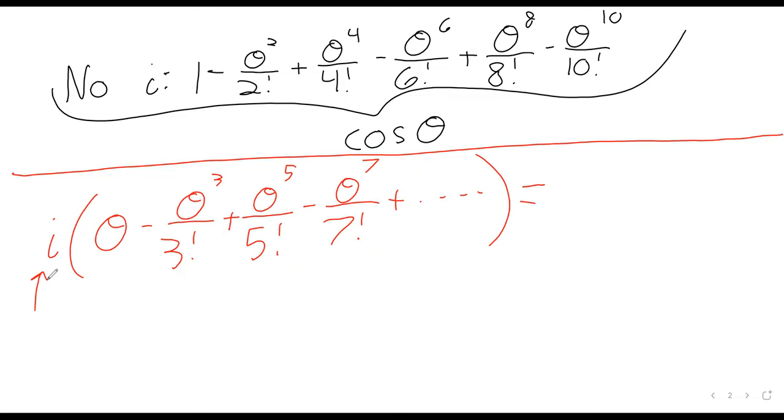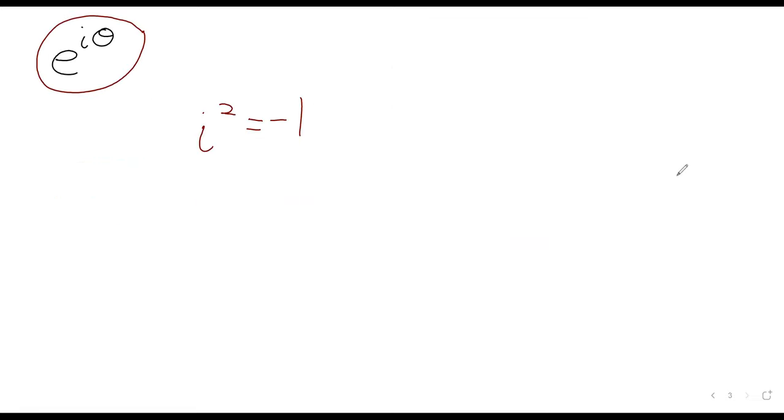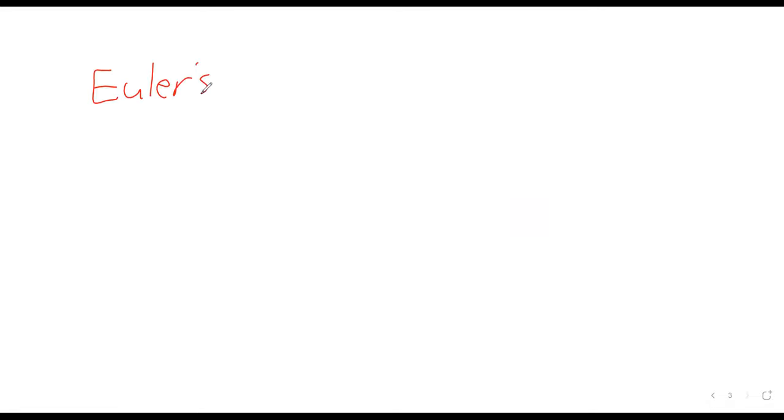And just like the terms without i's gave us a trig function, the cosine, the expressions with i give us a familiar Taylor series as well. We're getting the odd powers over the odd factorials. We wind up getting the sine, and we have this imaginary unit out in front. So this is Euler's formula.